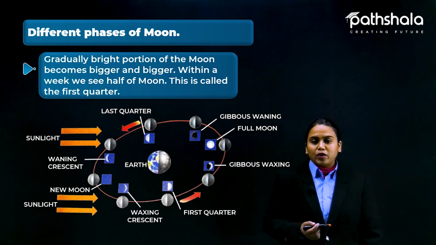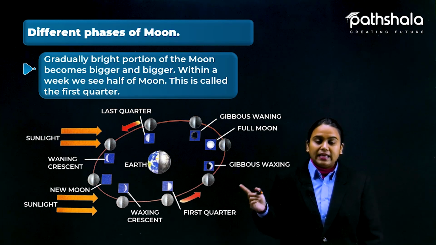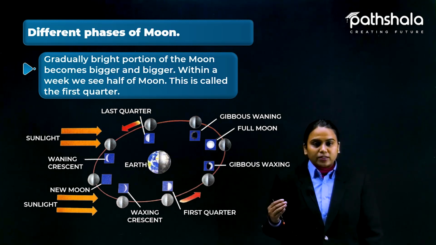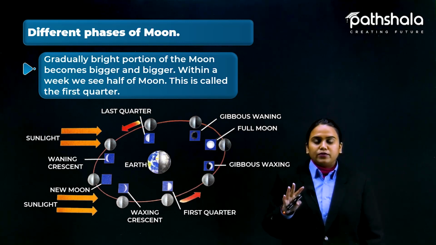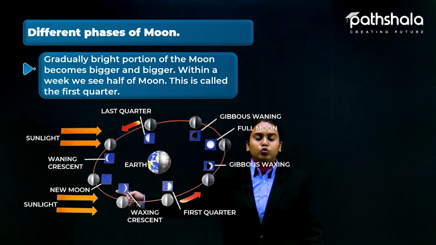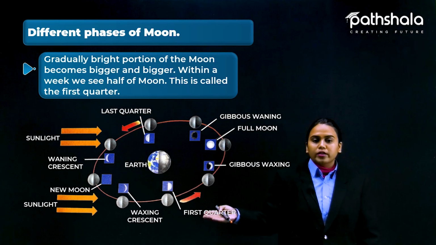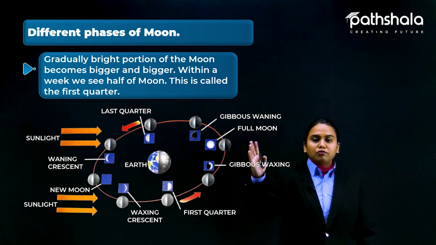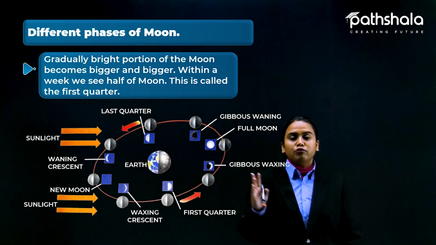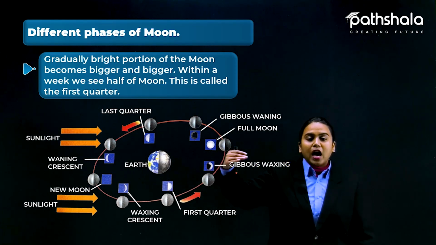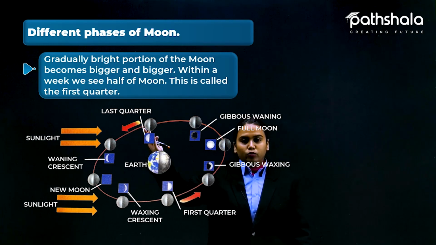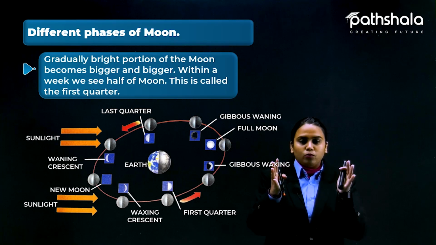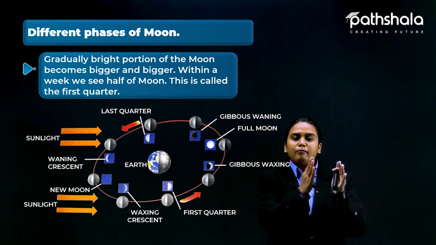Why are we calling it the 1/4 part if we are seeing the half part of the moon? Because there are four phases of the moon. The first phase is the new moon. The second phase is the first quarter, where we are seeing half of its part. After this we have the full moon, where we are able to see the full part of the moon, and then after that the other half part of the moon. Again we have the same face of the moon as the full moon, but half part of it.